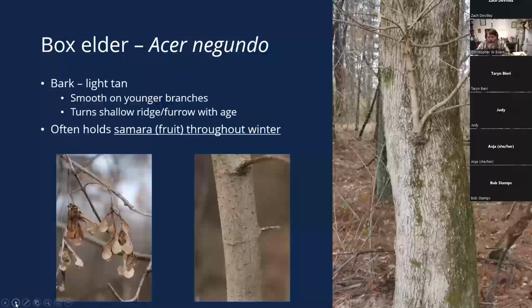And another good characteristic for box elder is it often holds onto its fruit well throughout the winter. So its fruit are the little helicopters, the samara. You'll see those often hanging on box elders any time of the year or all throughout the winter. So that's another kind of good thing to look for in the wintertime. But for me, I look for that light tan bark, and those green twigs really are what jump out to me for box elder.